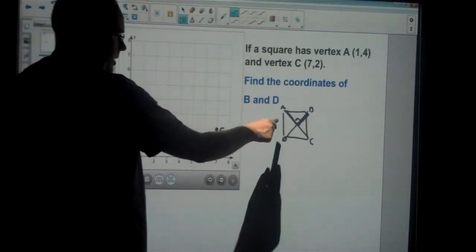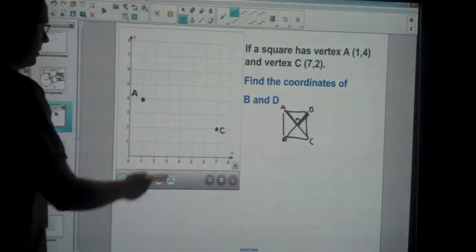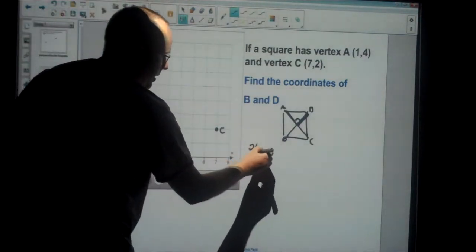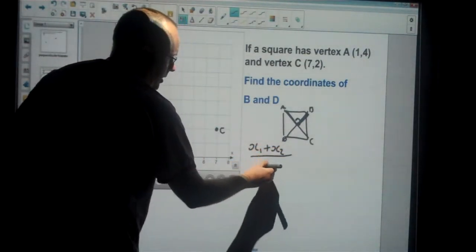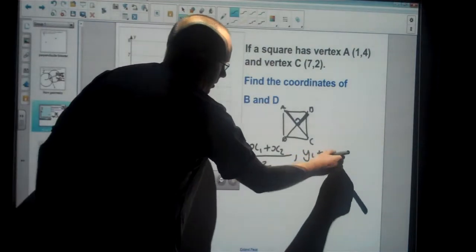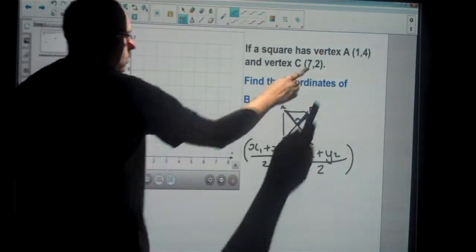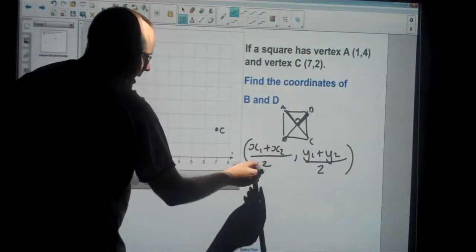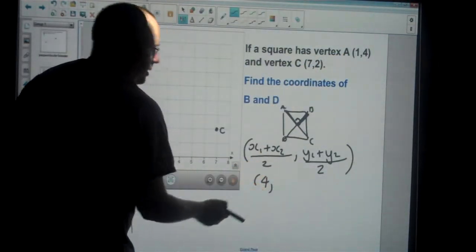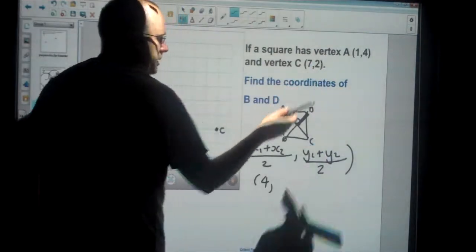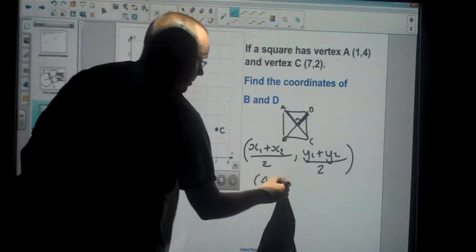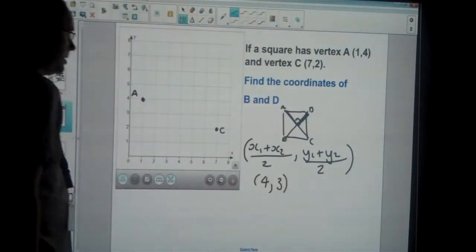Certainly one thing that is important though is I want to find that midpoint. So I'm going to find the midpoint by doing (x1 + x2)/2 and (y1 + y2)/2. So 1 plus 7 is 8, divided by 2 is 4, and 4 plus 2 is 6, and divide that by 2 gives me 3.